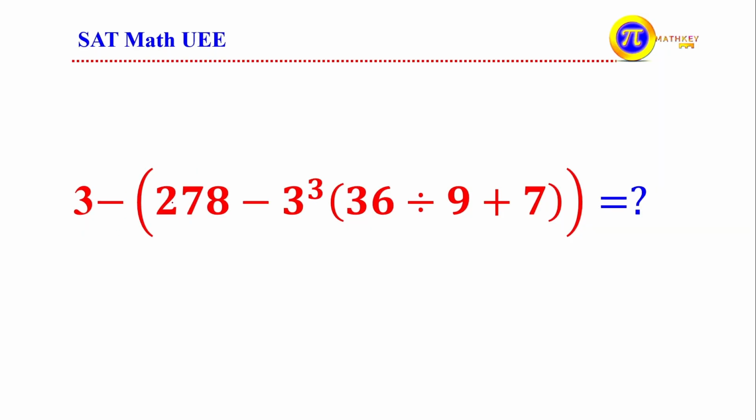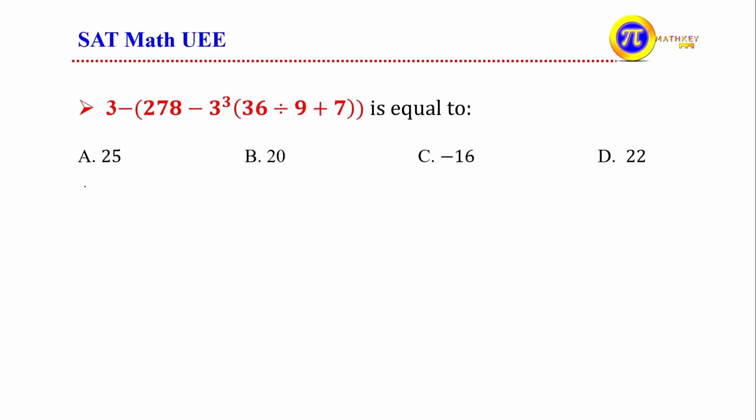It says 3 minus [278 minus 3 to the power 3 times (36 divided by 9 plus 7)]. In this case, we apply BODMAS. That means in case of BODMAS, we take what first? Bracket, then division, then multiplication, then addition. Lastly, we consider subtraction.